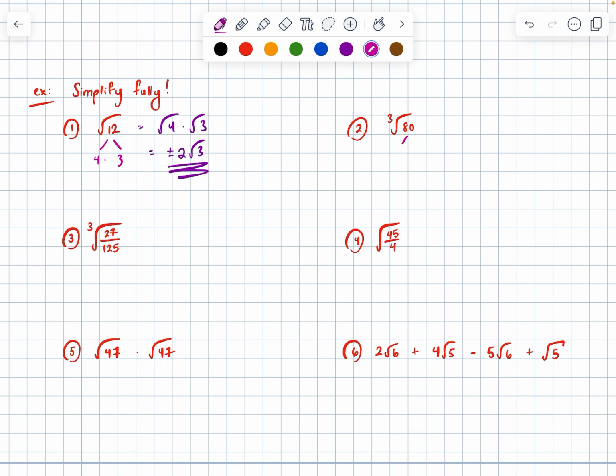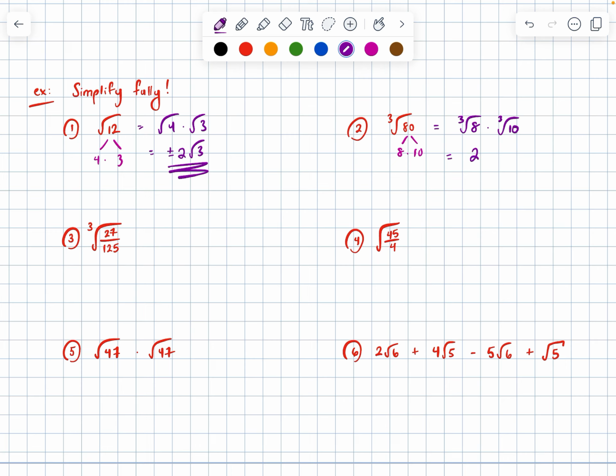Same thing for number 2 here. I can't leave any perfect cubes inside of 80. So I know that 80, this is where my list of perfect squares and cubes is going to be really helpful for me. 80, you'll notice, is 8 times 10. 8 is on our list of perfect cubes. So using my product property, I'm going to split this down as the cube root of 8 times the cube root of 10.